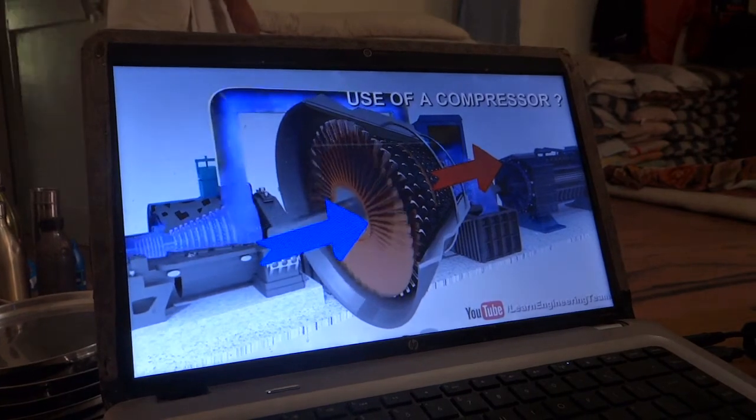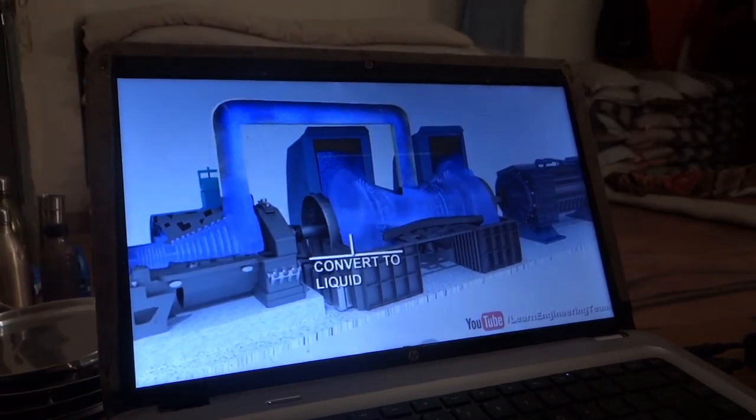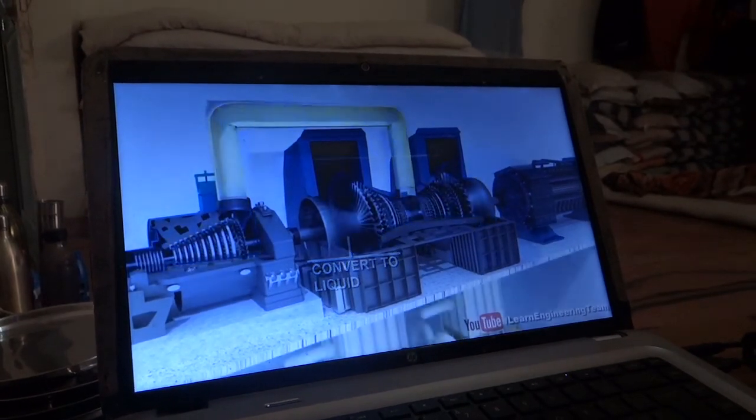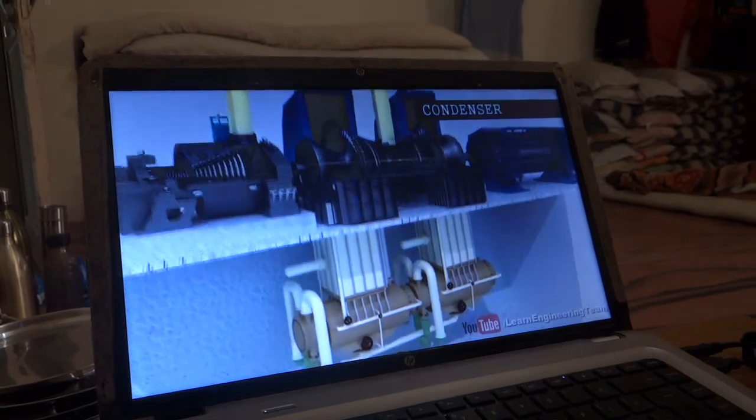So the power plant way will be to convert the steam into liquid and boost the pressure. For this purpose, we'll introduce condenser heat exchangers which sit beneath the low pressure turbine. So here is the condenser.